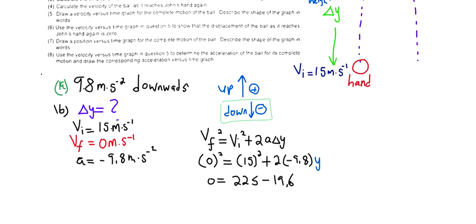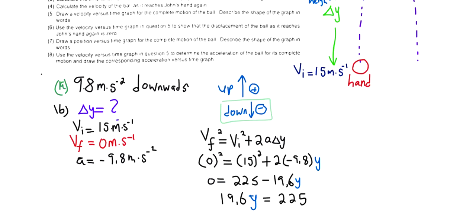And then we're going to take that negative 19.6. Since it's negative, we're going to transpose it to the other side, so it will change the sign to become positive. So we're going to have 19.6 delta y, changing y, and then it's going to be equal to 225. And then from here, we want y.